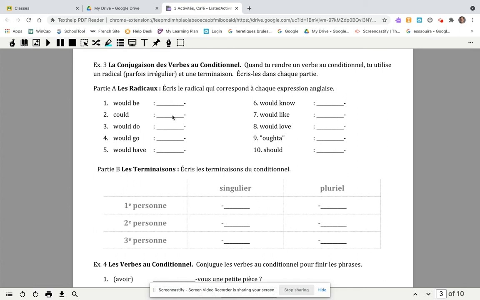So it says la conjugaison des verbes au conditionnel, conjugation of verbs in the conditional. Quand tu rends un verbe au conditionnel, when you render a verb in the conditional or conjugate it, tu utilises un radical, you use a radical, that's another word for root. It says sometimes irregular, et une terminaison, and ending. Écris-les dans chaque partie. Write them in each part. So partie A is les radicaux, the roots. Écris le radical qui correspond à chaque expression anglaise. So write the radical that goes with it.